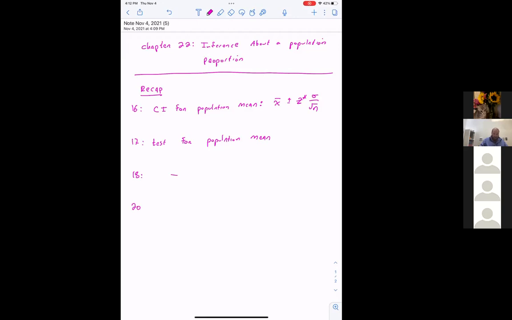And then we did 20 last time, and this was inference about a population mean. So again, we had formulas, confidence interval for a population mean, but this time we did not know sigma, so we did X bar plus or minus T star S over the square root of n, and we talked about that.